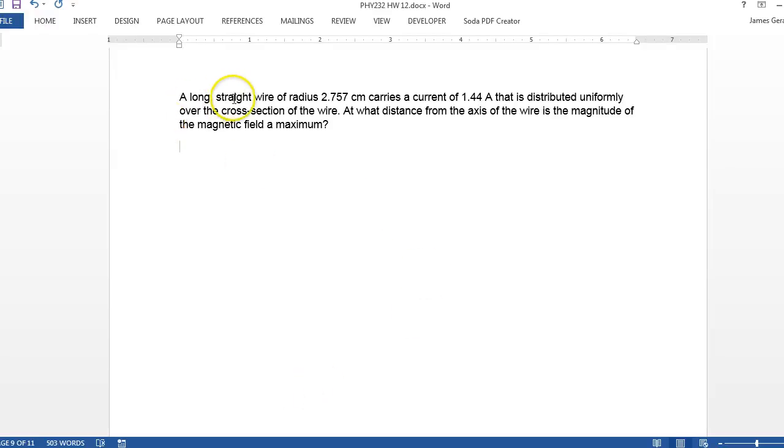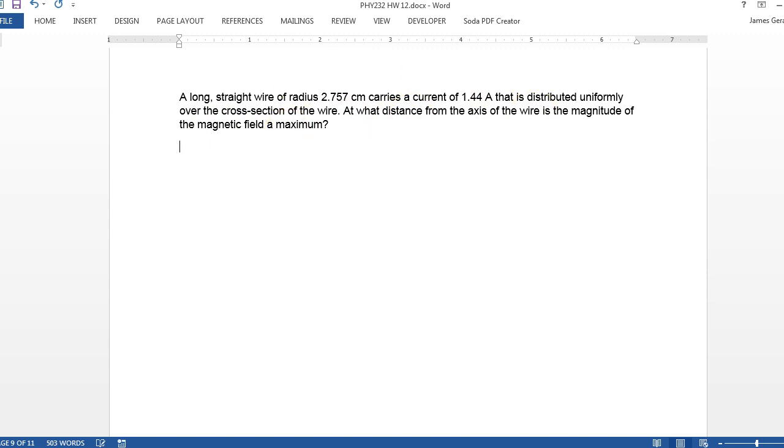In this problem, we have a long straight wire with a radius of almost 3 centimeters. It's got a current of 1.4 amps that's distributed uniformly over the cross section. At what distance from the axis of the wire is the magnitude of the magnetic field a maximum?